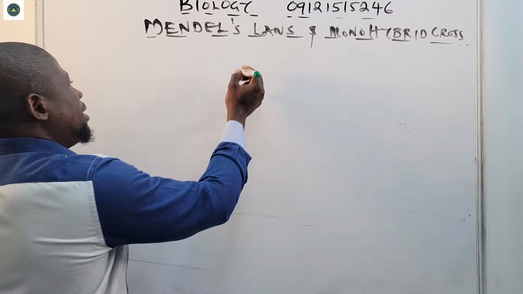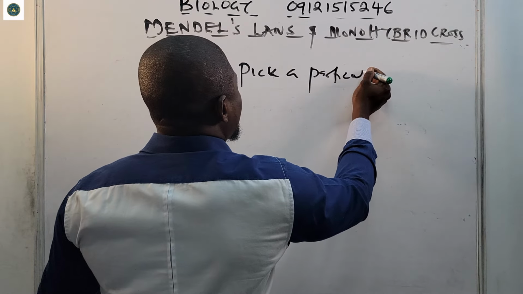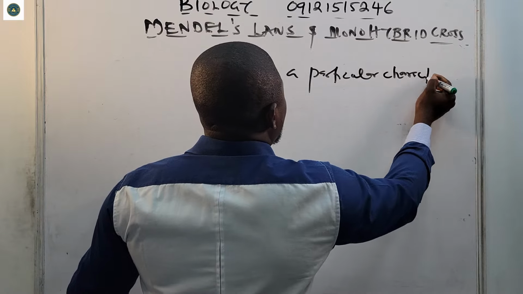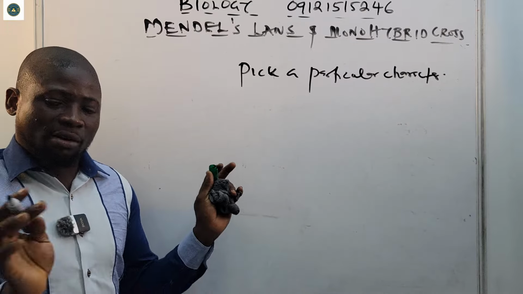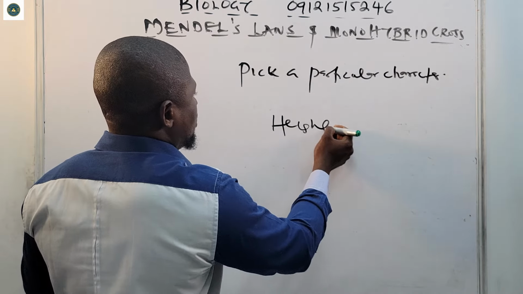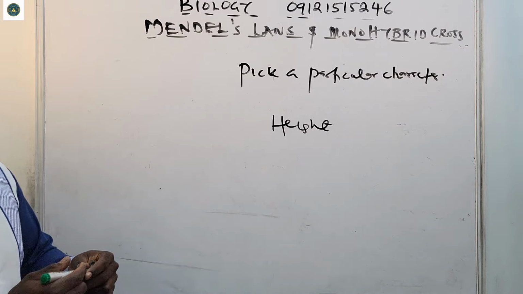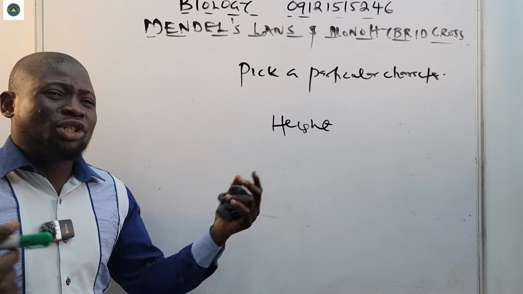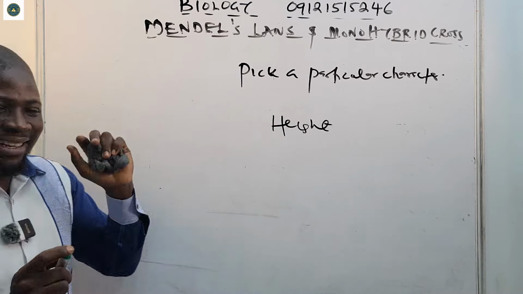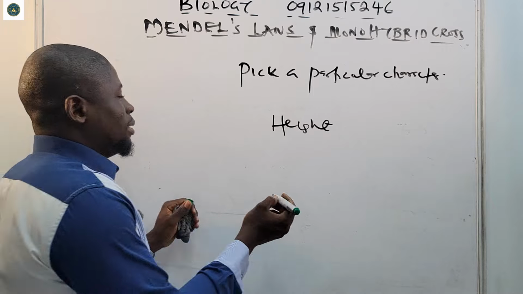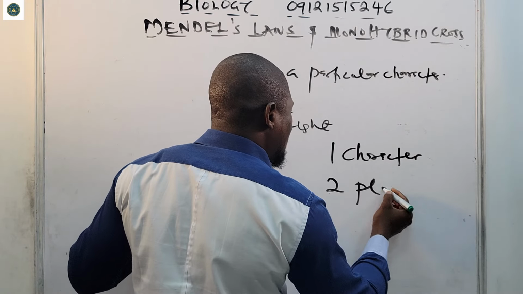So the first thing Mendel did was to pick a particular character. Among all of the 7 contrasting characters, he picked a particular character. It could be only height, or the seed shape, or seed color, or pod color, or flower position. But he picked only one character. And then he took 2 plants. So 1 character, 2 plants.